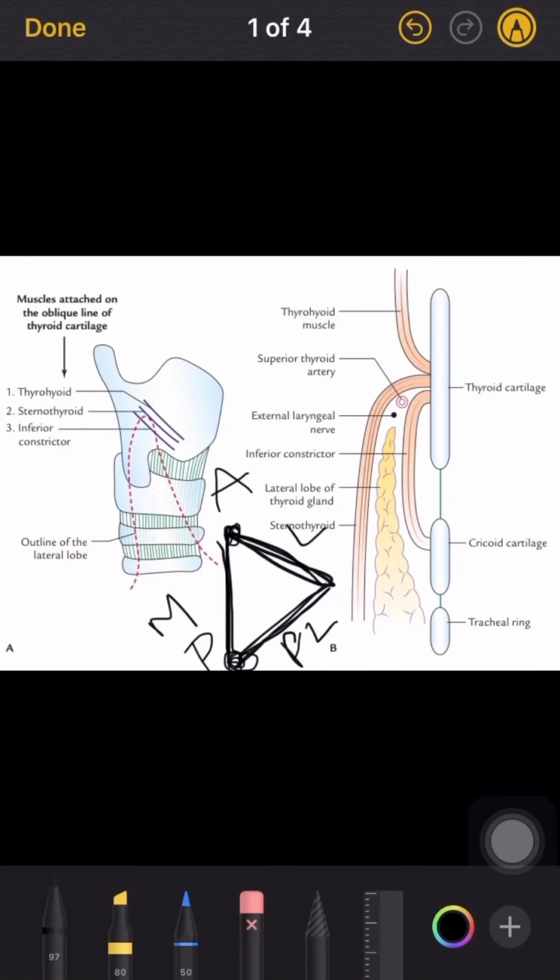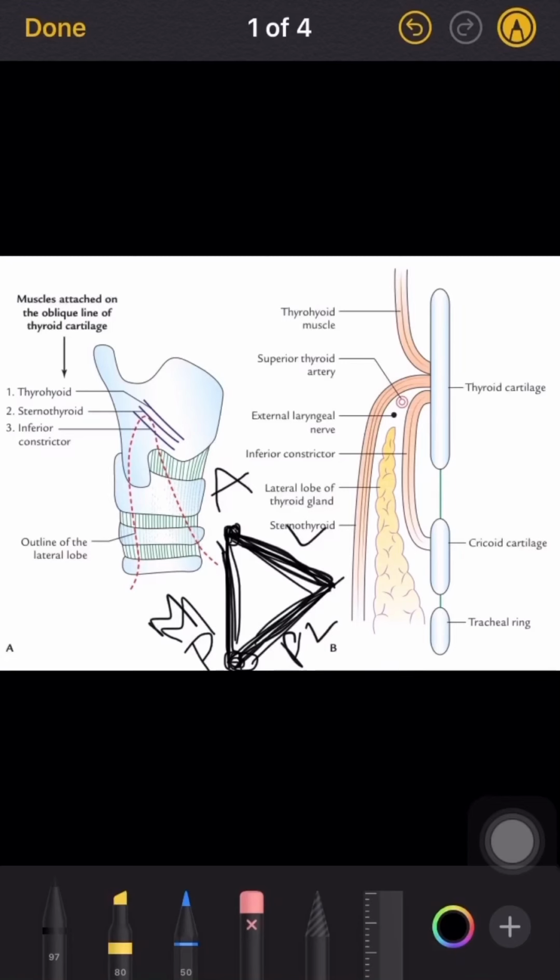So relations is usually the difficult part of the anatomy. So let's begin with the relations of the thyroid gland. As you can see, each lobe of the thyroid gland is roughly pyramidal in shape. So it has a base, as you can see here. It has three surfaces: one is medial, one is lateral, and the other one is posterolateral.